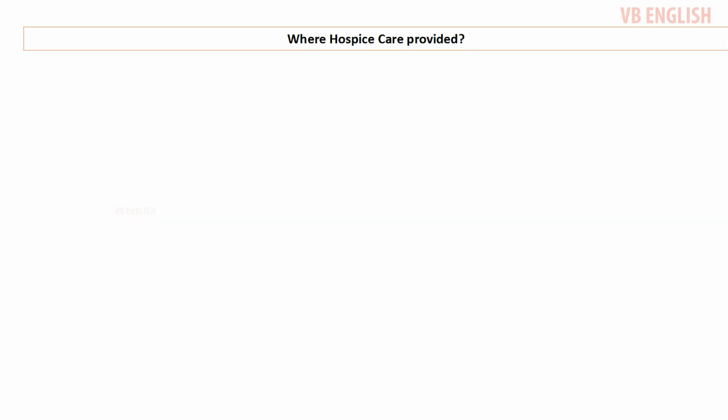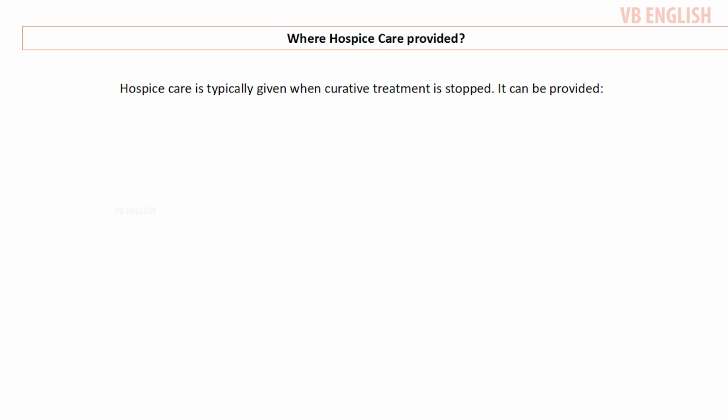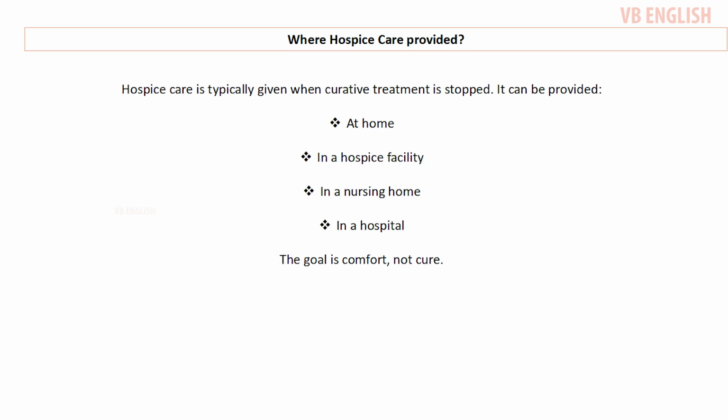Where is hospice care provided? Hospice care is typically given when curative treatment is stopped. It can be provided at home, in a hospice facility, in a nursing home, or in a hospital. The goal is comfort, not cure.